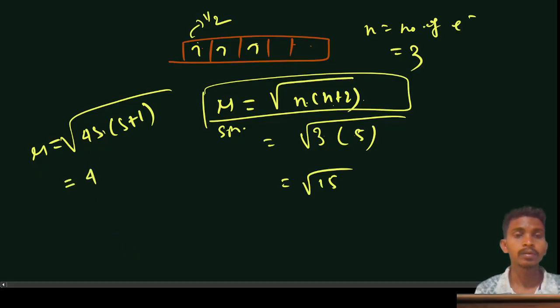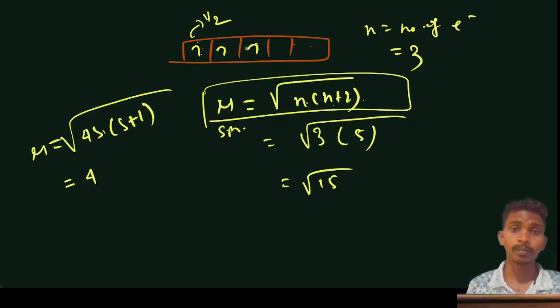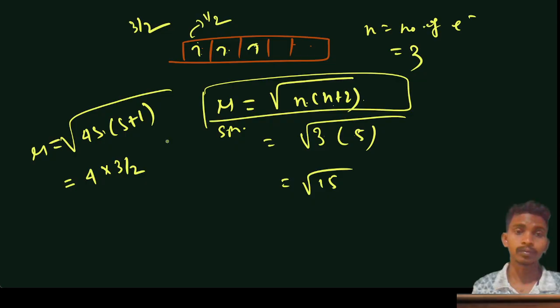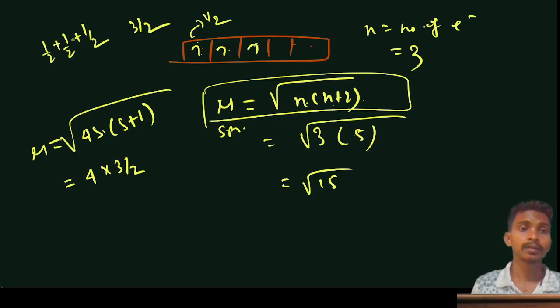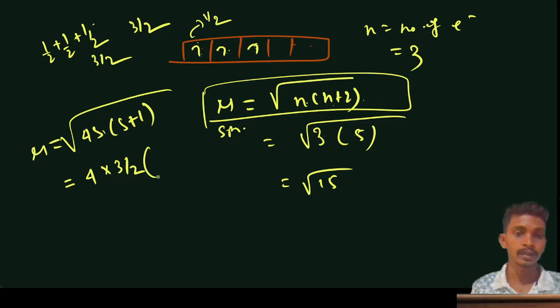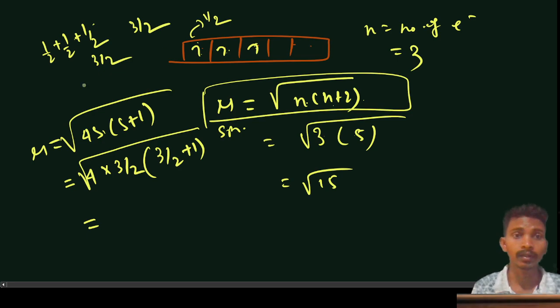So 4 into S value. Now here you have to look at how many electrons are there. Half, half, half. That is half plus half, 1, plus half, that is 3 upon 2. We have to add all these things: 1, 2, 3, so 3 upon 2. And again you have to do 3 upon 2 plus 1, because it becomes a little bit lengthy. That's why we use the shortcut manner.